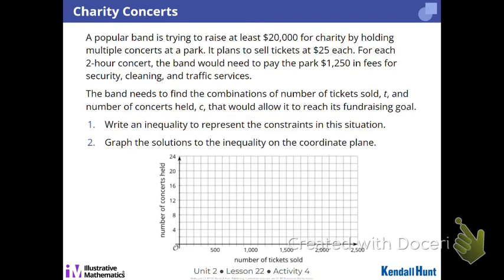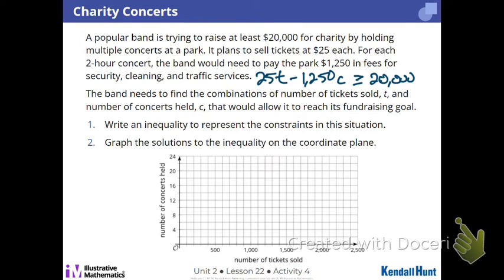Just for the sake of time, I got a chance to look at a lot of people, so I feel pretty good about it. We're going to do $25 per ticket minus $1,250 in fees each time that we have security. I need to make more than or equal to $20,000. All right? If you write an expression or an inequality, make sure you can summarize your situation with it. I ever say that before?